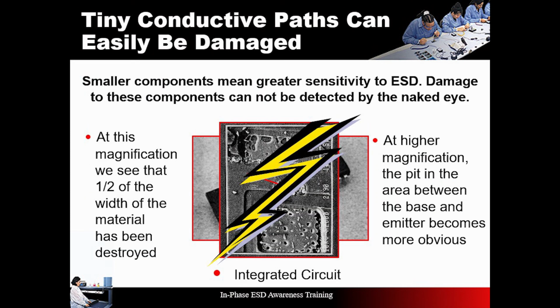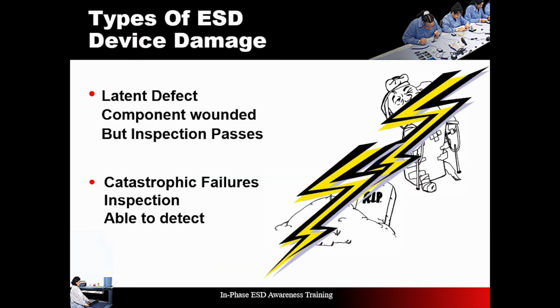Smaller components are especially vulnerable to ESD damage. Damage to small components such as integrated circuits is not detectable by the naked eye. There are 2 types of ESD damage. Latent defects are less severe, but no less important to prevent. These defects allow the device to continue to function and pass inspection, but will cause premature failures. Catastrophic defects are those which are detectable as soon as they happen.